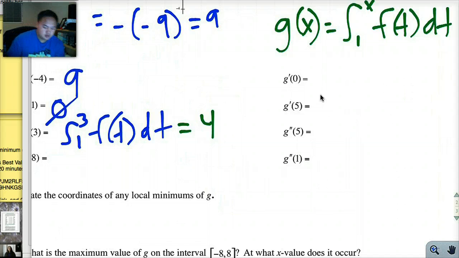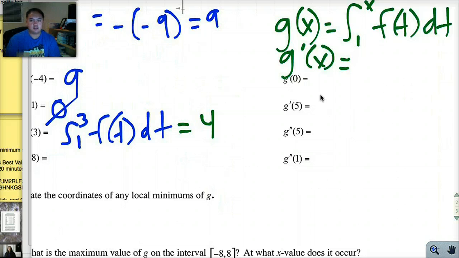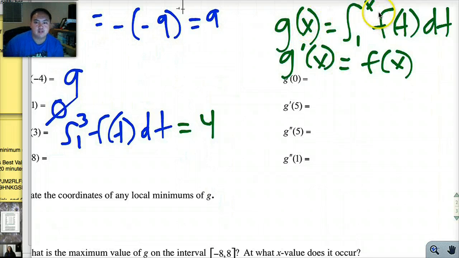Well, you know that if I take the derivative of this, g prime of x, applying the second fundamental rule of calculus, is the same thing as just f of x. Remember, the fundamental rule is if I take the derivative of the antiderivative, just plug x into here. So the derivative is f of x.